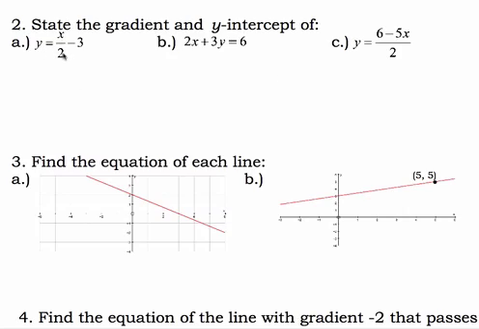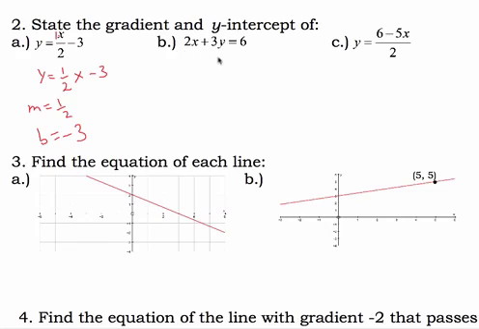Well, here we have x out of 2. We can rewrite that as 1/2 times x, and then we can see that the slope is 1/2 times x minus 3. So the gradient is 1/2, the y-intercept is -3.